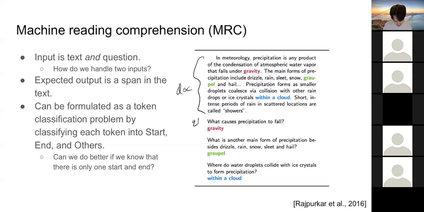Okay, so in that case, one tricky case is that we have not just one input, but two inputs here. Not just text, which was the case for NER, but text and question. So how can we handle two inputs?